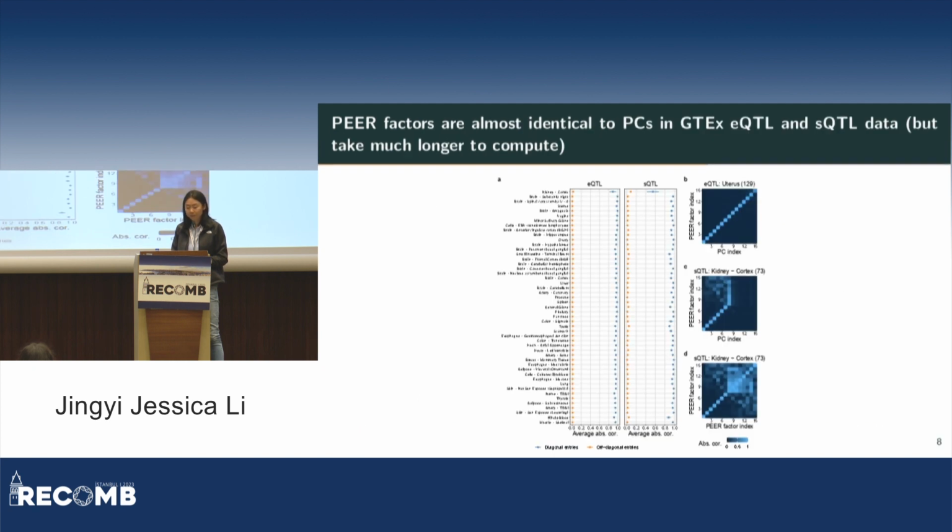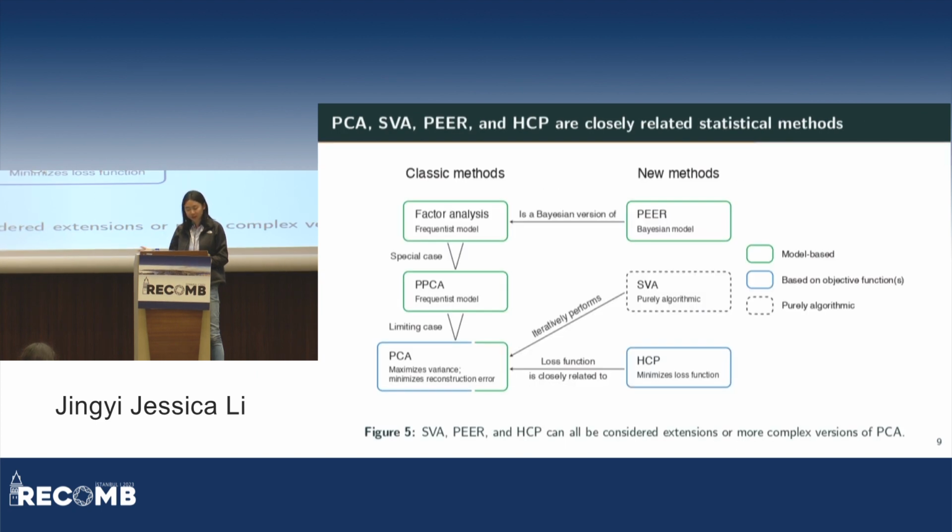Finally, applying PCA and Peer factor to the real GTEx data, we found that the PCA factors and Peer factors are either highly correlated, which means that they're almost identical, or the Peer factors are highly correlated among themselves, but the top ones are very identical to PCA. And the number of discoveries is also very similar.